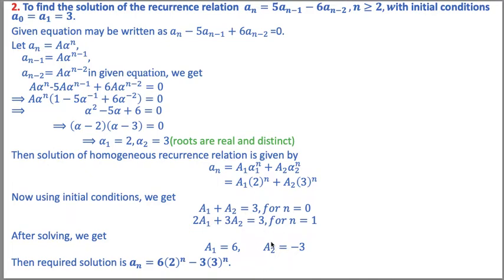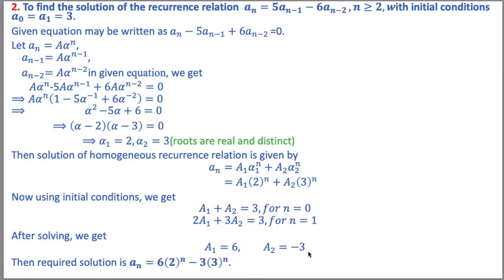To get the value of a2, we can multiply the upper equation by 2. So you will get 2a1 plus 2a2 equal to 6. If we subtract the two, these two will cancel out. 2a2 minus 3a2 is minus a2, and 6 minus 3 is 3. So it means a2 equal to minus 3. So we have obtained a1 equal to 6 and a2 equal to minus 3.